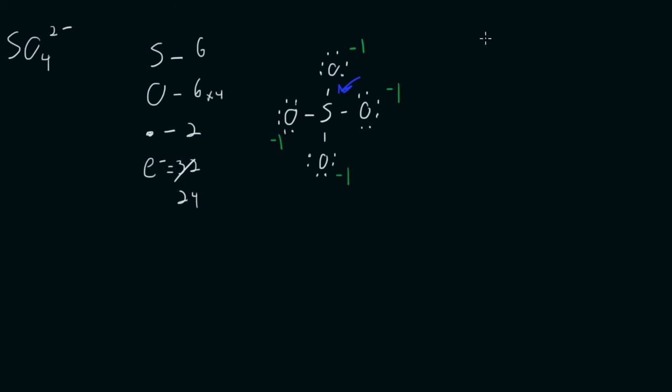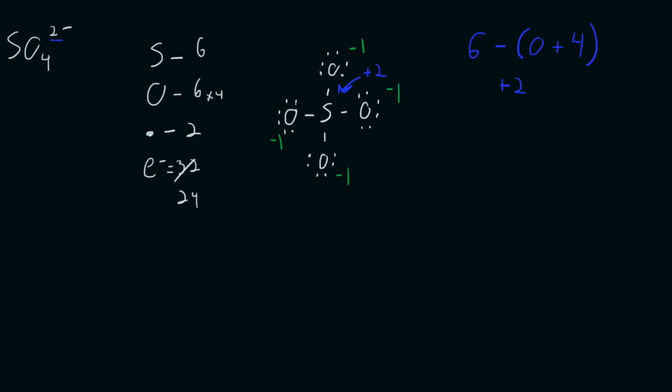Well, sulfur started with 6 valence electrons. It's currently got 0 unbonded electrons, and it's got 4 bonds. So that's going to be a +2 formal charge. So if that's a +2, that's able to cancel out 2 of these -1s. Okay? So we can see that's where that -2 is coming from for the overall ionic charge.